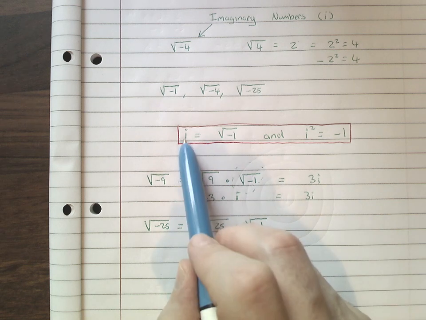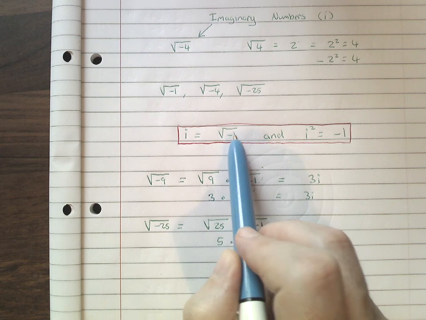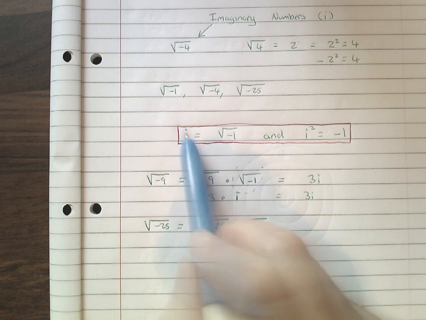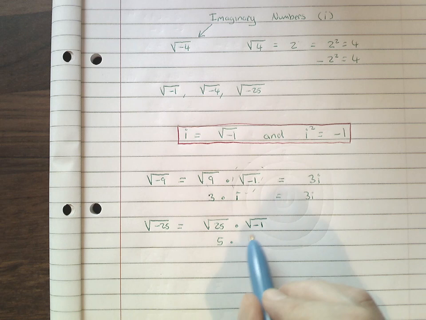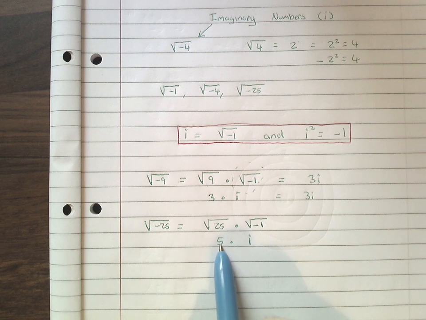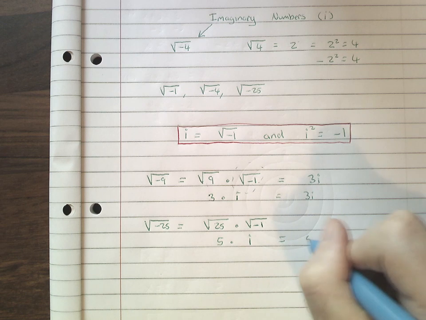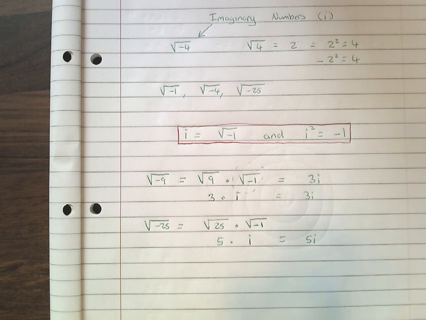So remember this rule up here. i is equal to the square root of minus 1, and similarly the square root of minus 1 is equal to i. So we can replace this here with i, like so. And then when we multiply 5 by i, that's just equal to 5i. So what we can say is that the square root of minus 25 is equal to 5i.